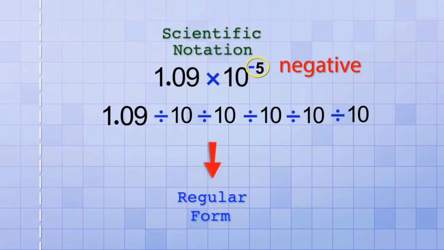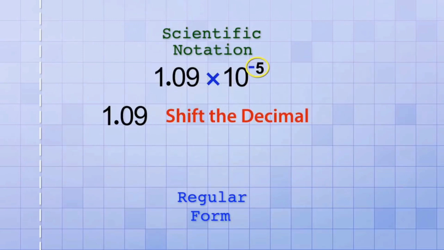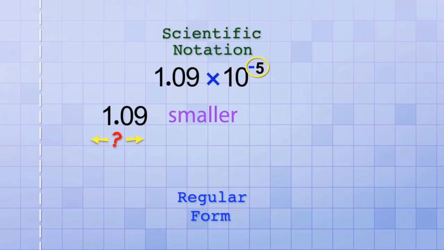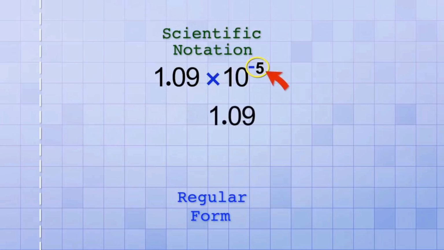In the second example, the exponent is negative, which means that we need to divide by that number of tens to get the number in regular form. Again, we can do the division or we can shift the decimal point the same way. Since dividing by powers of 10 makes the number smaller, we need to shift the decimal point in the direction that results in a smaller number, that is to the left. Since our exponent is negative 5, we will shift the decimal point 5 places to the left.